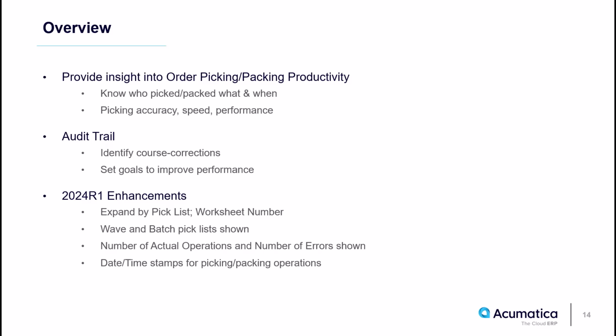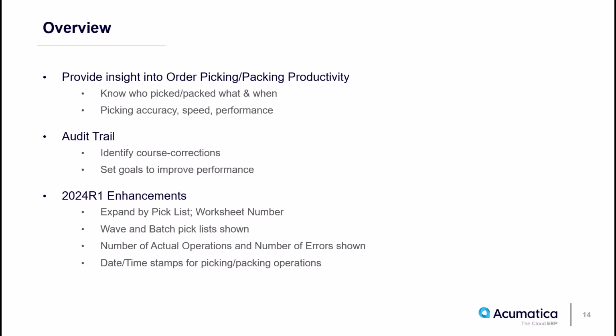As an audit trail to outbound picking and packing operations, this inquiry can be used as a tool to identify course corrections and set goals to improve performance. For the 2024 R1 release, new capabilities have been included. Wave and batch pick lists are now supported. The system now counts all the scanning operations performed by the picker or packer.